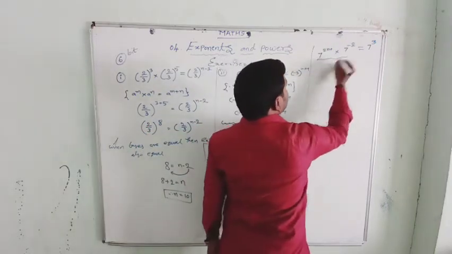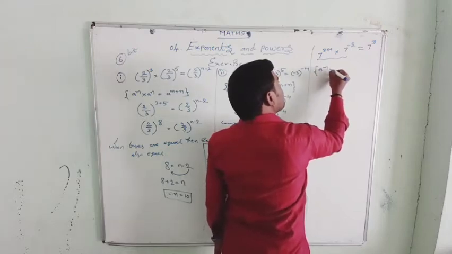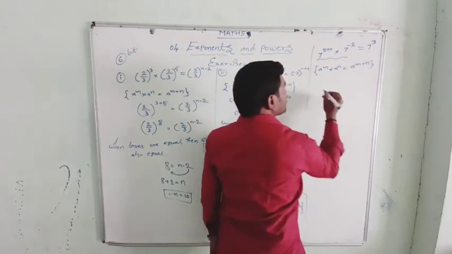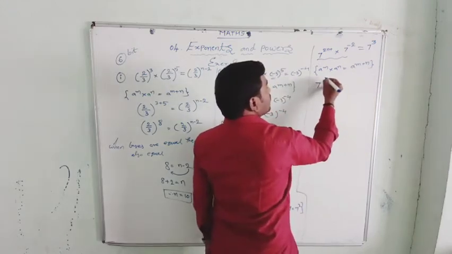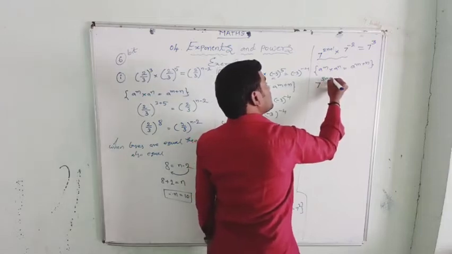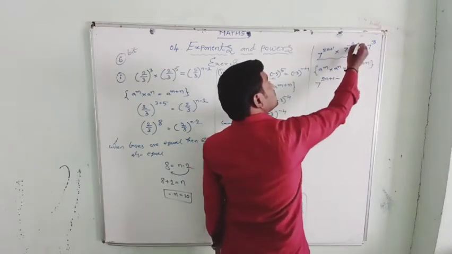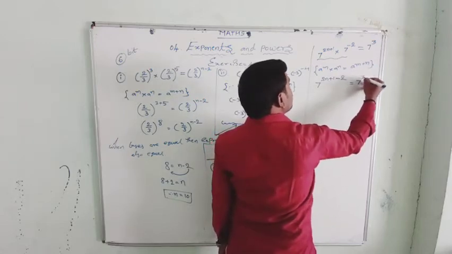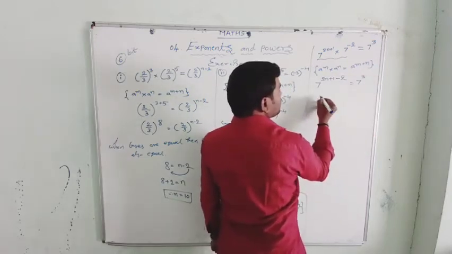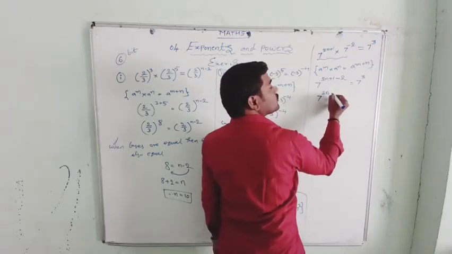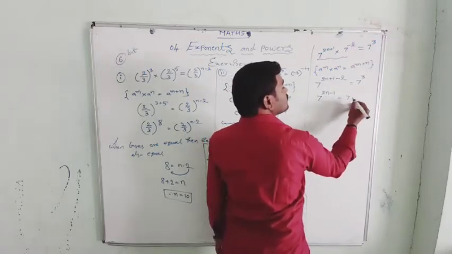So again we can use one formula here, a to the power of m into a to the power of n equals a to the power of m plus n. So here 7 to the power of 2n plus 1, here it is minus 2. So we write minus 2, that equals 7 to the power of 3. So here 7 to the power of 2n, 1 minus 2 is minus 1, equals 7 to the power of 3.